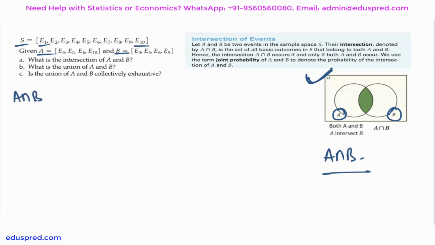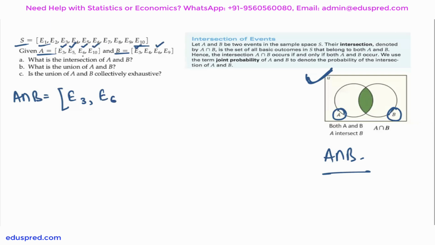What do we have in A intersection B? So let's look at the common elements between A and B. We can see that E3 is a part of both A and B, so that comes into A intersection B. Then E5 is a part of A, but it is not a part of B, so therefore it does not come into A intersection B. Then we have E6. E6 is a part of both A and B, so therefore it comes into A intersection B.